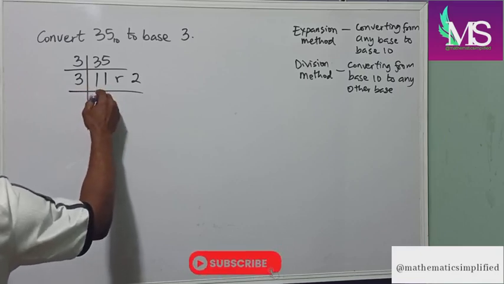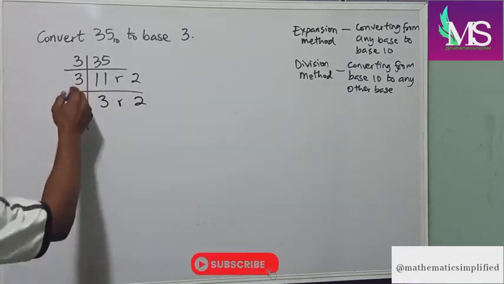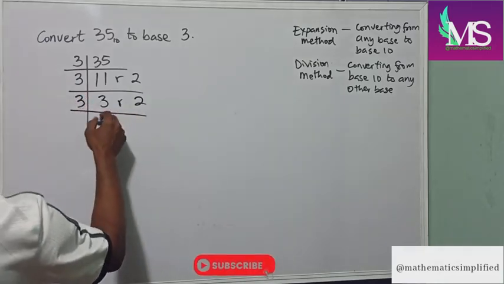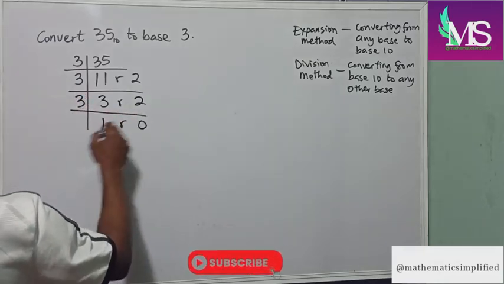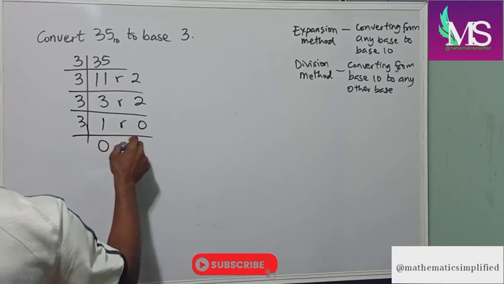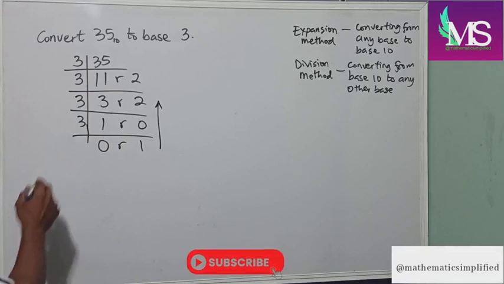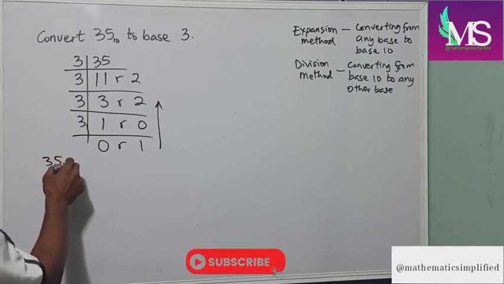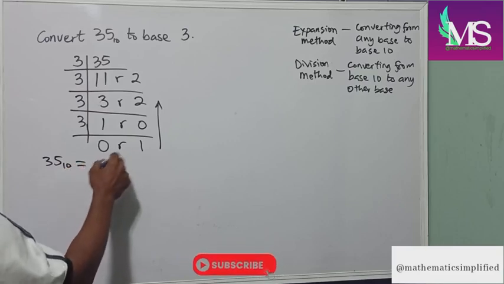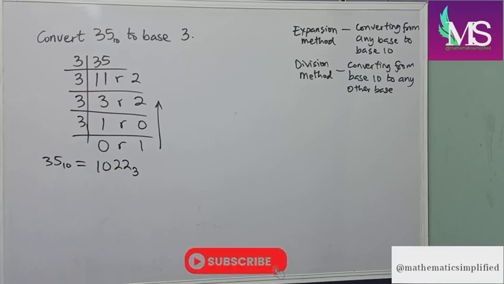Okay, 11 minus 9 will remain 2. Now 3 into 3 will be 1, remainder 0. And 3 into 1 cannot, that will be 0, remainder 1. Now you take your reading upward. Now 35 base 10 will give you 1, 0, 2, 2 base 3. Now we've converted from base 10 to base 3.